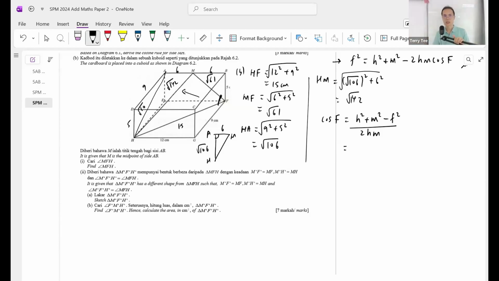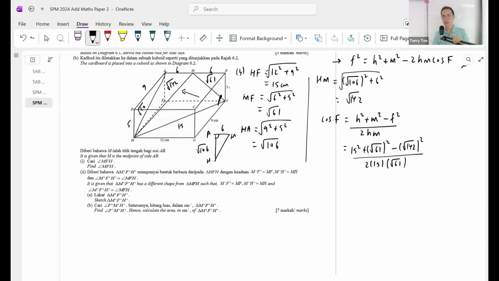Your H is, based on the diagram, right? H is the opposite, the two sides. You can do 15, you can do square root 61, doesn't matter. Maybe I put 15 first, right? 15 square plus square root 61 square. You minus your F, which is the opposite side, square root 142. Now, no need to change to decimal. It's better to just put the square root and square it, because the moment you do that, the square root disappears.